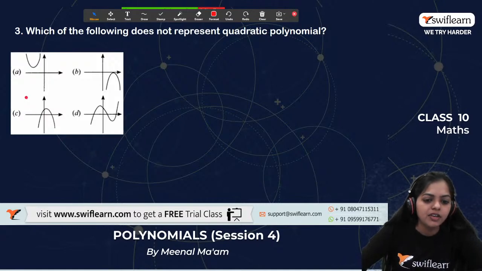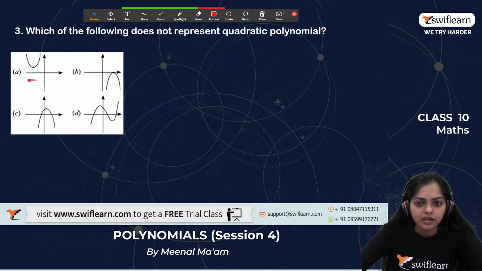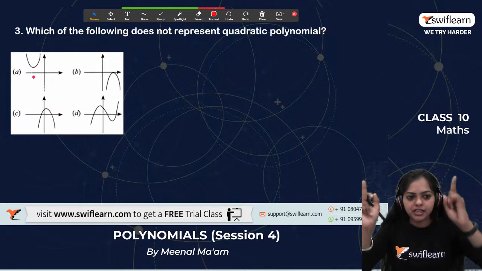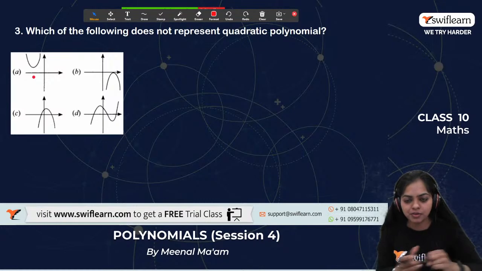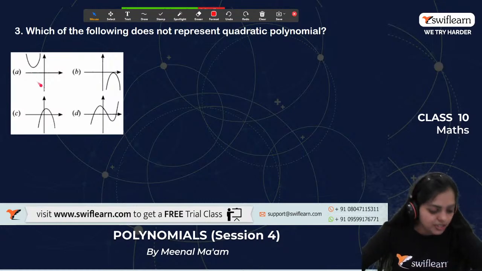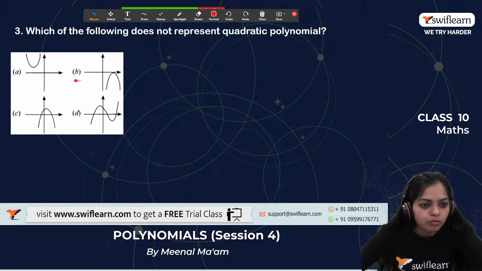Okay, I will help you with this. If I say the first one, it's a quadratic, because the shape is parabolic. So the first one is quadratic. If I talk about B, again it is parabolic in shape, so it is quadratic. The third one is also parabolic in shape, that is, it is quadratic.